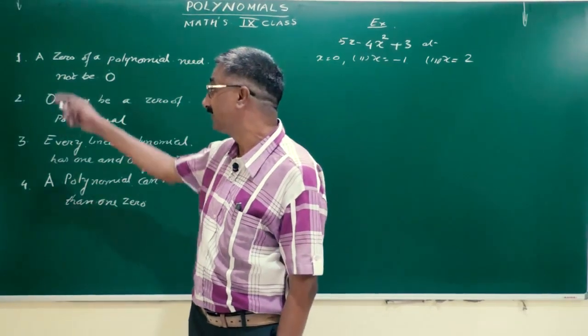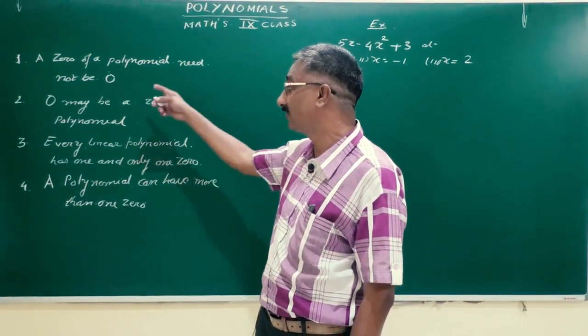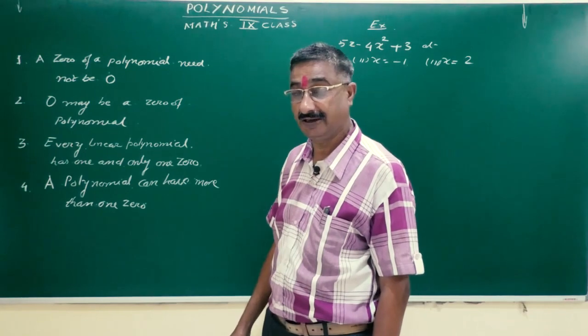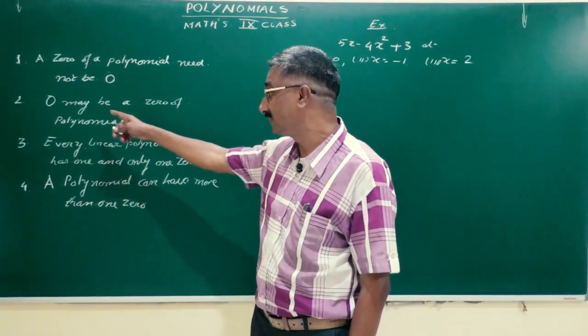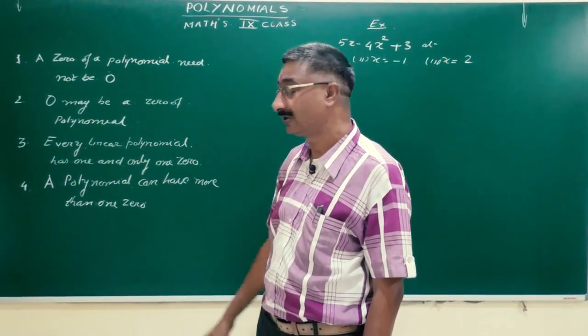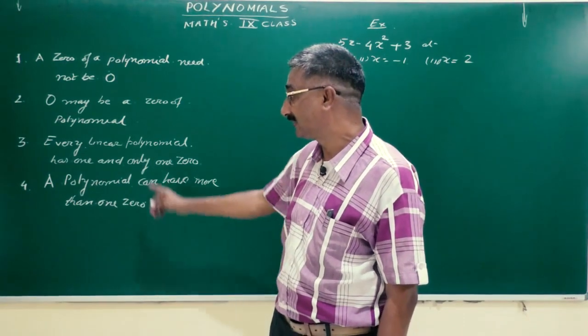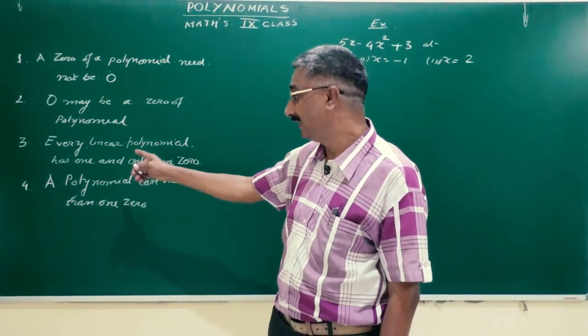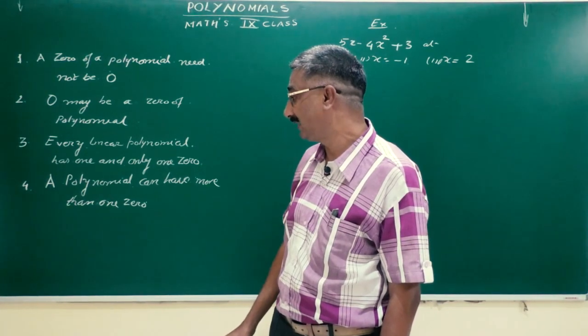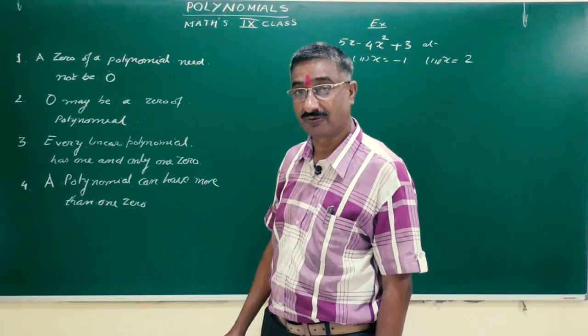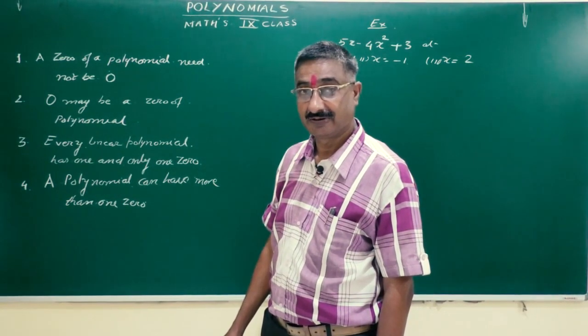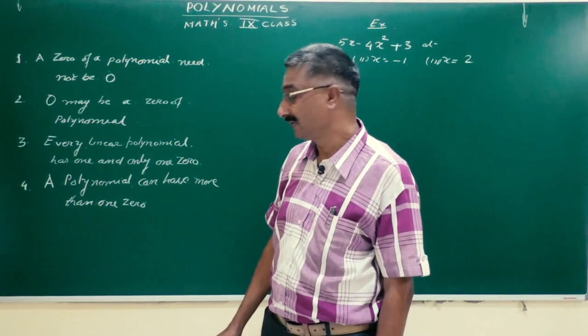A few concepts, a few observations we made yesterday. First, a zero of a polynomial need not be 0. Clear? Second observation, 0 may be a zero of a polynomial. Third, a linear polynomial has one and only one zero.